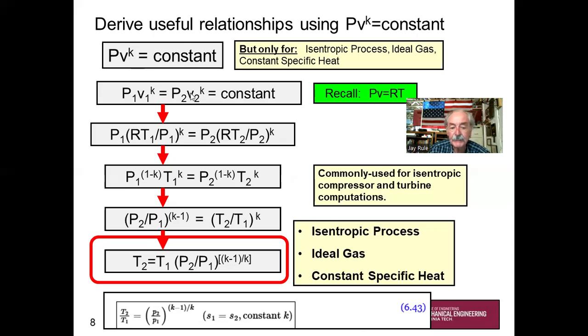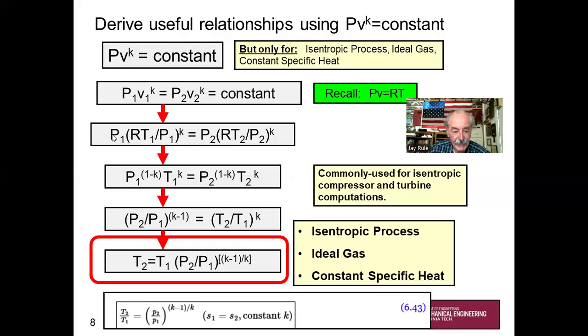P1V1 to the K equals P2V2 to the K, equals some constant number. Now recall that PV is equal to RT, the ideal gas equation of state. So on the left-hand side, I'm going to change V1 to RT1 over P1, and on the right side, V2 to RT2 over P2, all to the K.